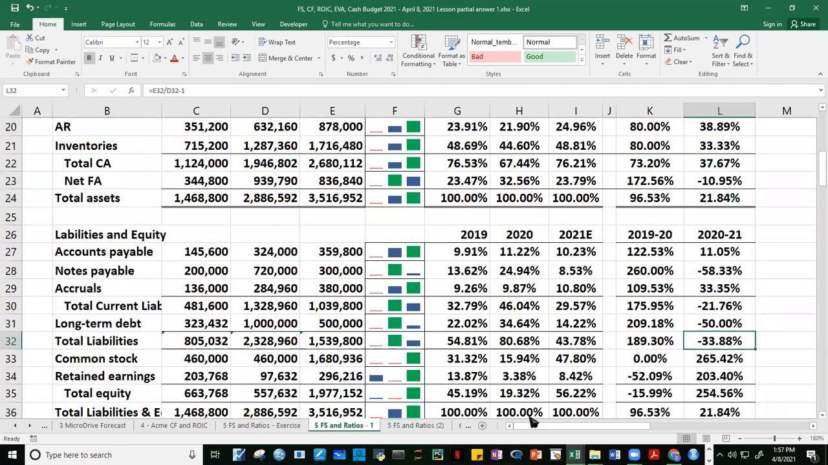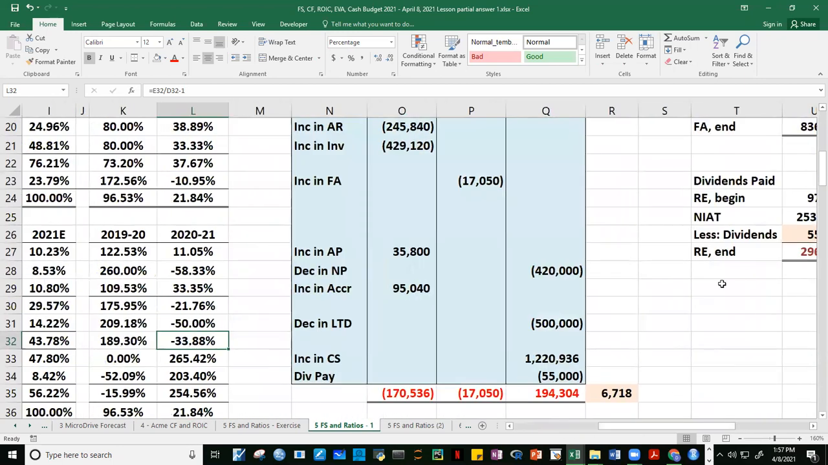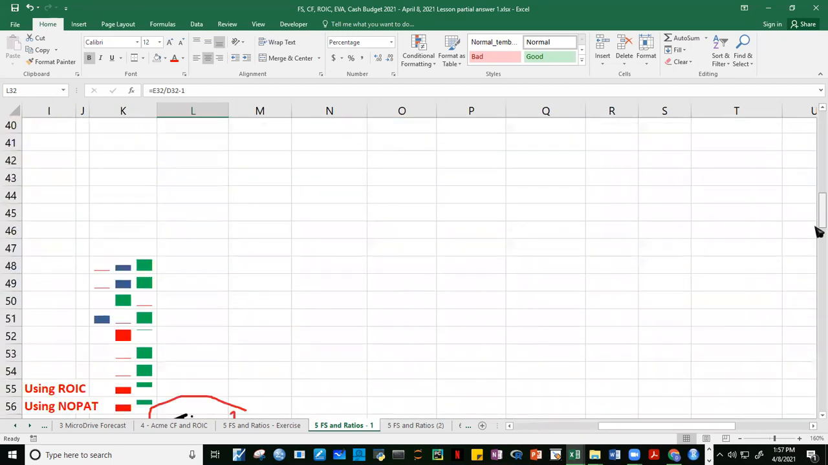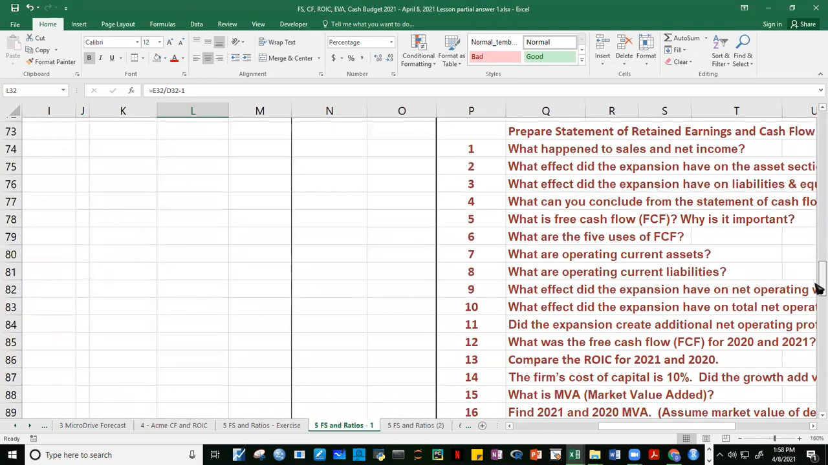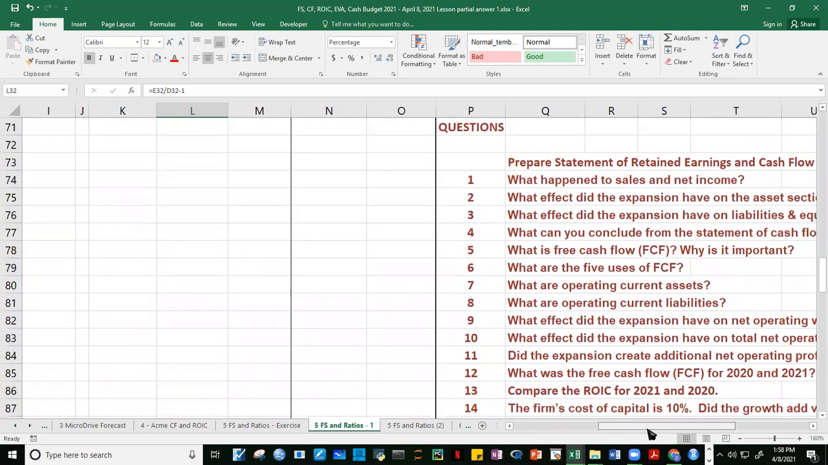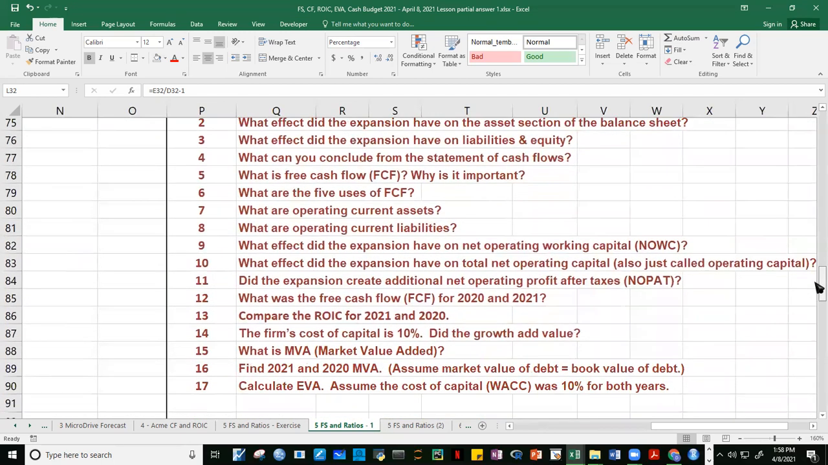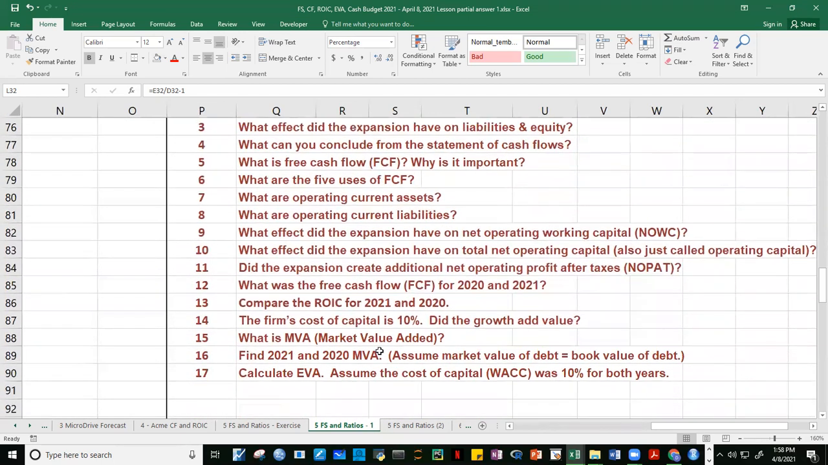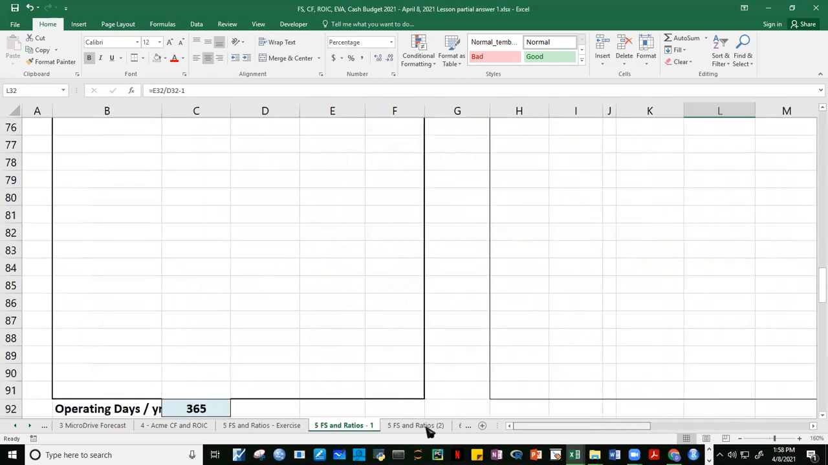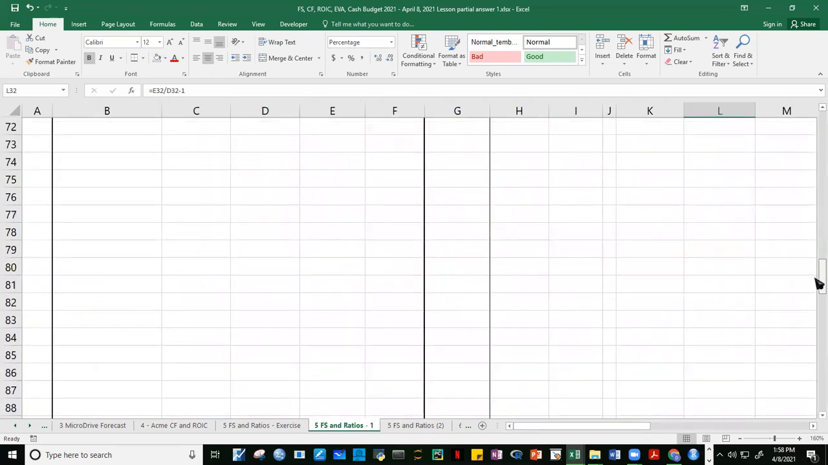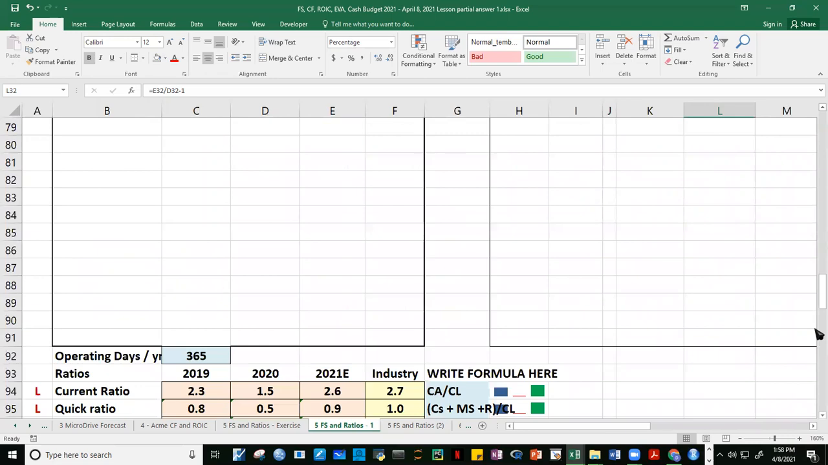Tinitingnan natin dito. That was actually just answering the question here. So yung iba dito guys, sinagot na natin kanina, no? We already answered these questions. Okay, for example, the firm's cost of capital is 10%. Did the growth add value? Okay, makikita natin yan. Ano yung answer doon guys? Did the firm add value?